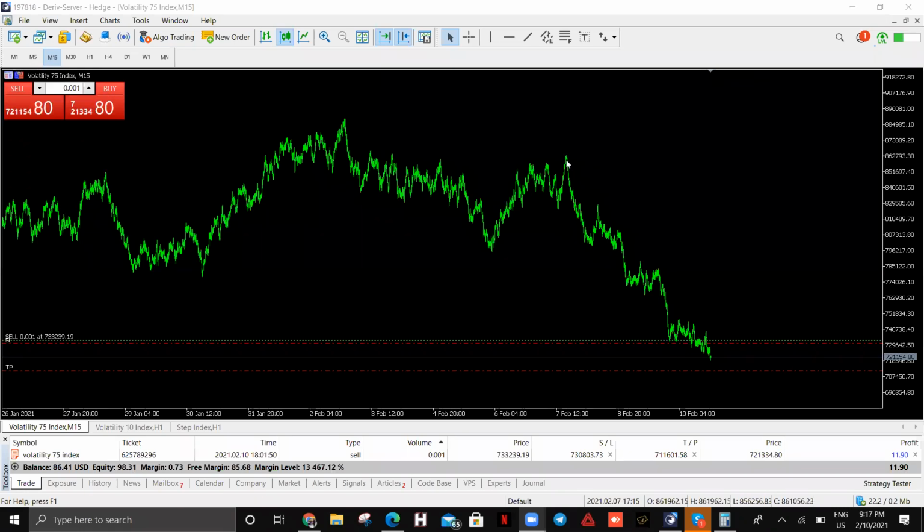Now, this is an impulse move, the latest one we've seen on MT5, minute 15. Okay.